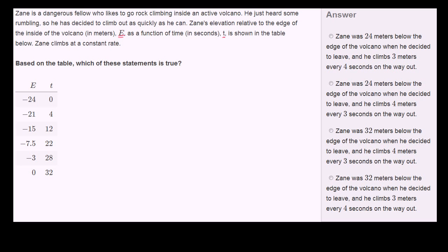So this guy, if we were to draw a volcano here, he's kind of silly. So this is my volcano, and he's actually climbing on the inside of an active volcano. So there's probably smoke and ash and all the other stuff coming out of this thing. So this really is dangerous for him. And let's say that this right over here is Zane, climbing up from inside the active volcano.